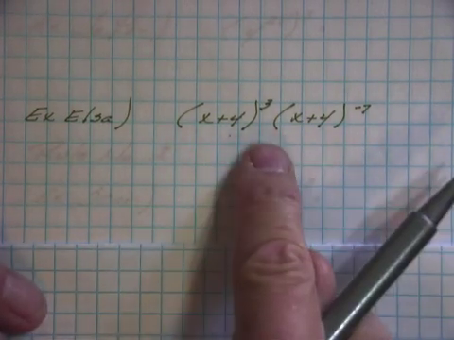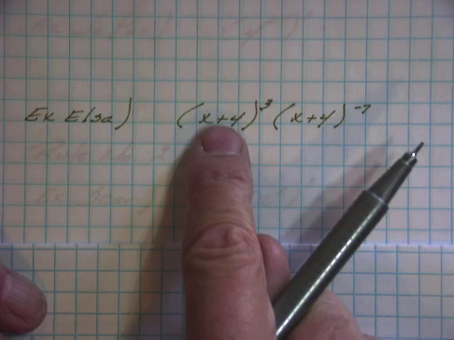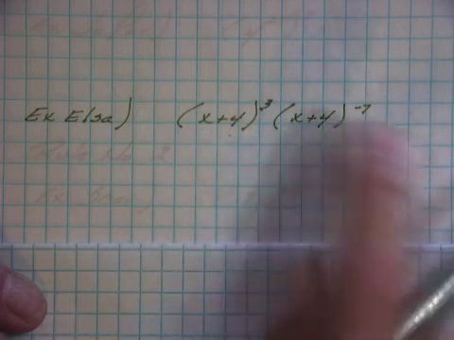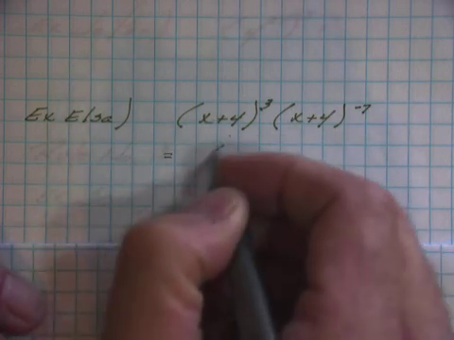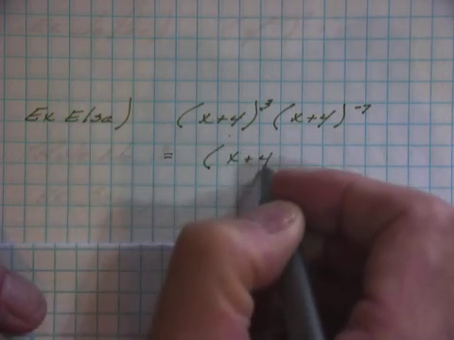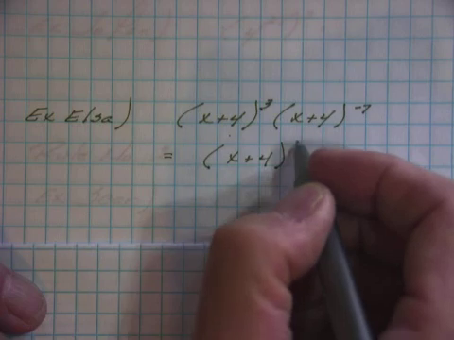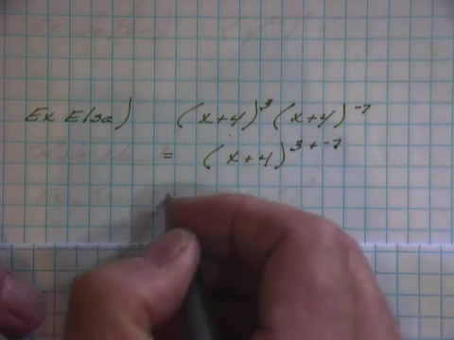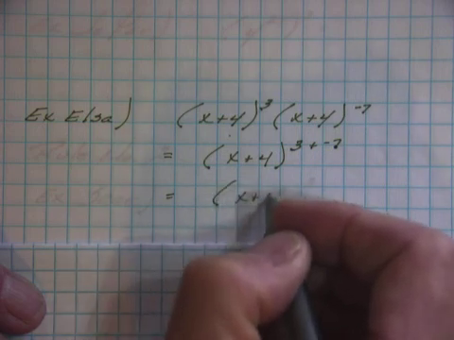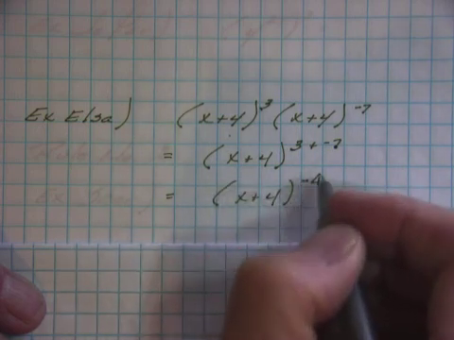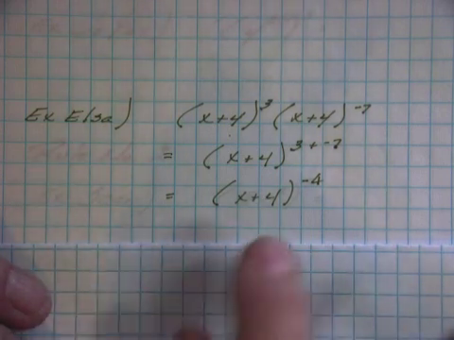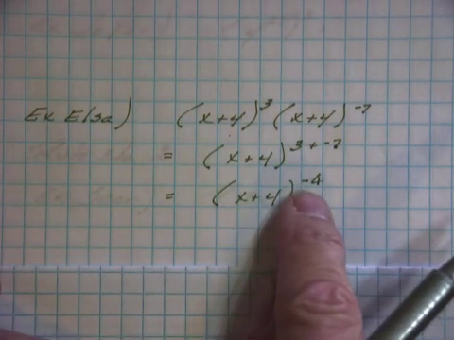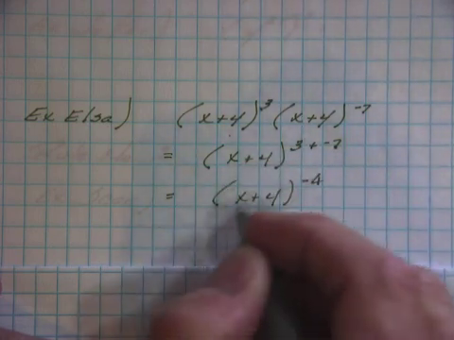Finally, we've got something like this, where instead of numbers being raised to a power, we've got expressions raised to a power. But that's not going to change anything. The base is x plus y. The base here is x plus y. So they have the same base. So I can rewrite that base, x plus y, and add the exponents, 3 plus negative 7. So this becomes x plus y to the negative 4th.